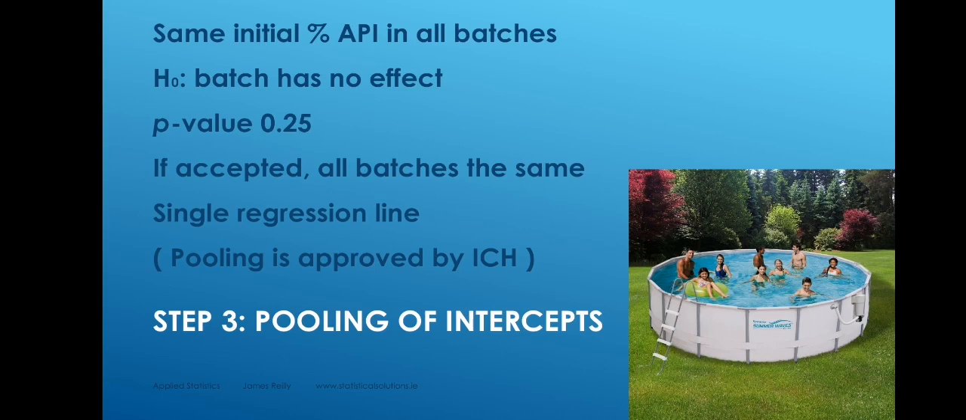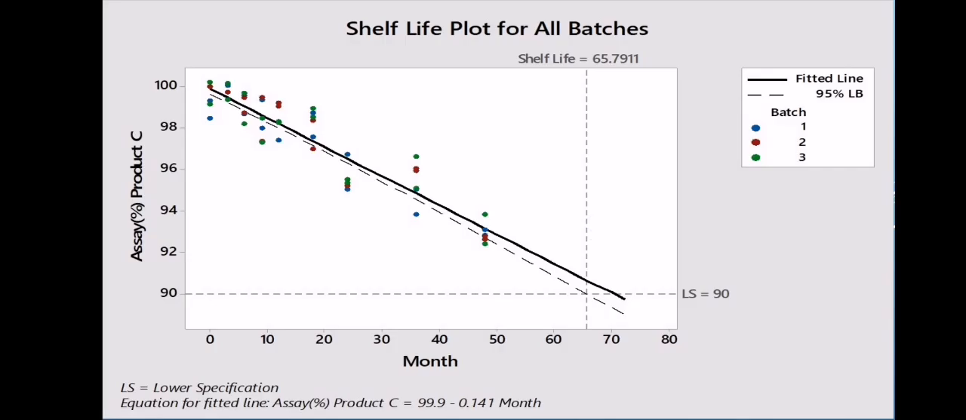So basically, the data from the three batches are all the same. We just have a single set of data which we can use to construct a single regression equation. And this pooling procedure is approved by the International Council on Harmonization, the ICH. So this third pooling step leads us to just a simple regression line. All of the data are pooled together to give us this single regression line.